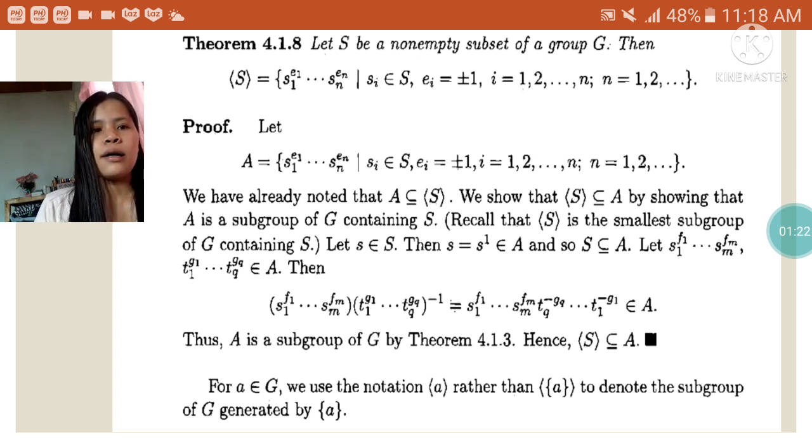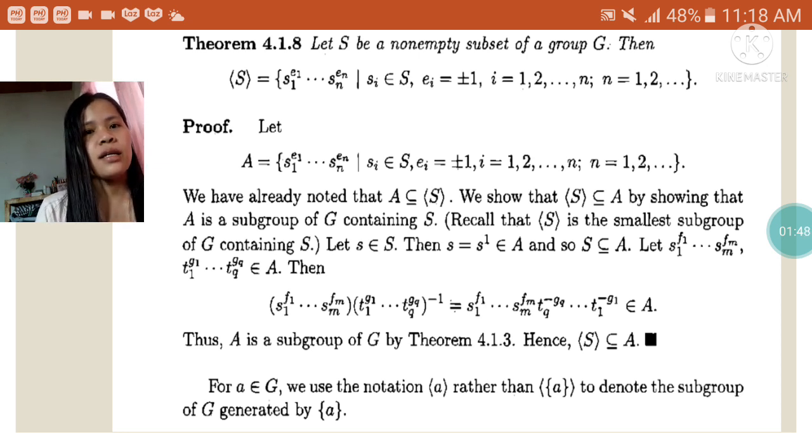Thus, A is a subgroup of G by theorem 4.1.3. Hence, the subgroup generated by S is a subset of A. So, the symbol in this, the black box, is called end proof based on the book that I found.